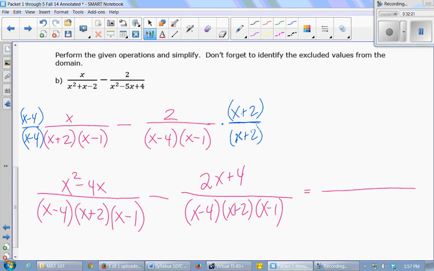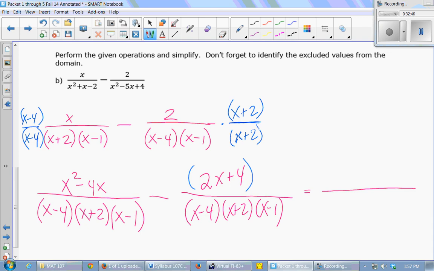So I've got a common denominator. Does the process of getting that common denominator make sense? Okay. All right, so now I just have to subtract the numerators. So I have x squared minus 4x minus 2x plus 4, and there's some sort of invisible parentheses right there to distribute that negative to.